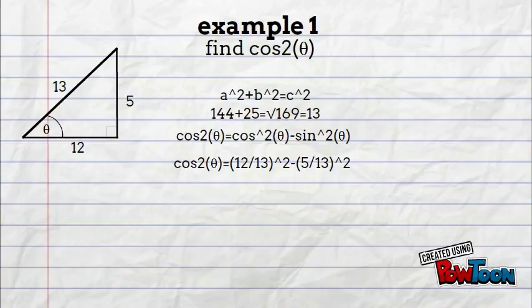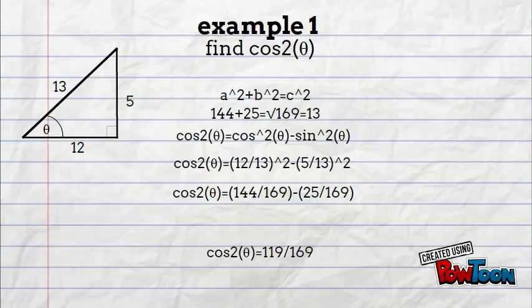Now all we have to do is square our fractions to get 144 over 169 minus 25 over 169. This equals 119 over 169, and that is our cosine of 2 theta.